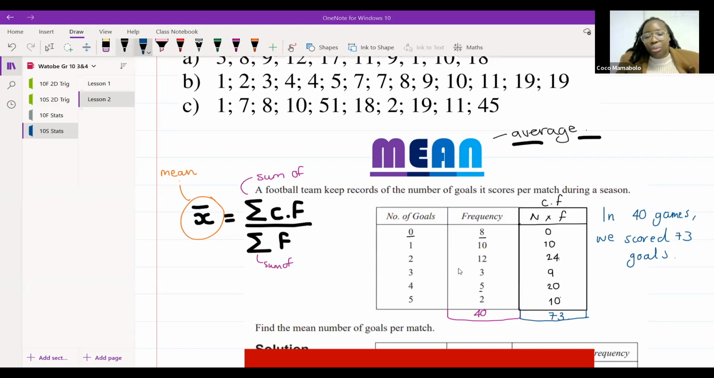So we're going to calculate the mean. The mean is the sum of the cumulative frequency. We've just calculated the sum. Here is the sum, 73, over the sum of the frequency, which is 40. Right. And that is equal to, punch that into a calculator, guys, and give me the answer with decimals.